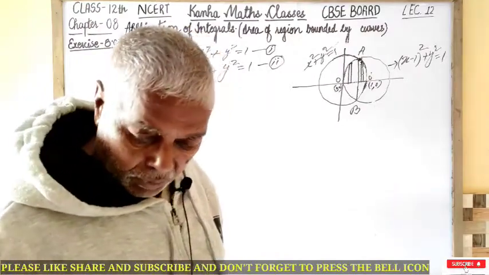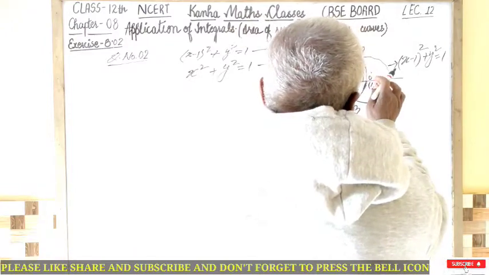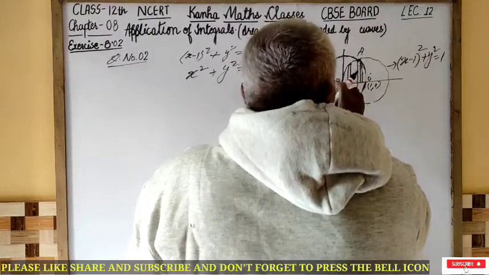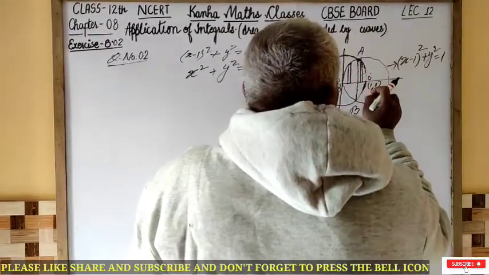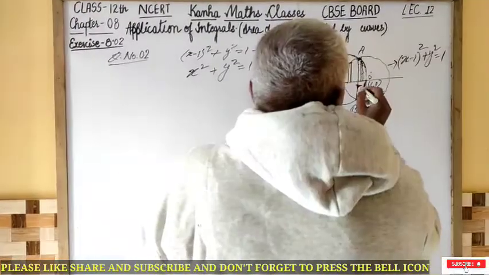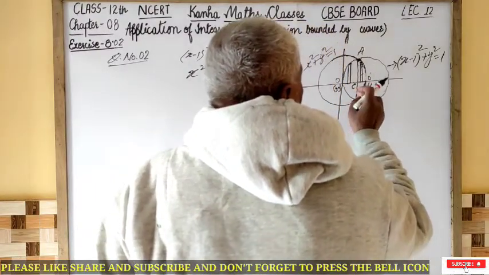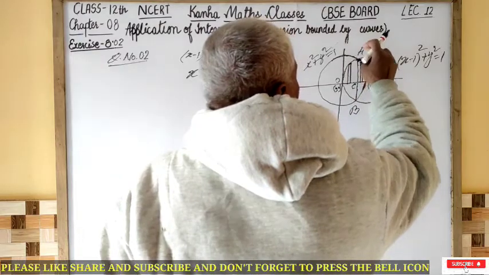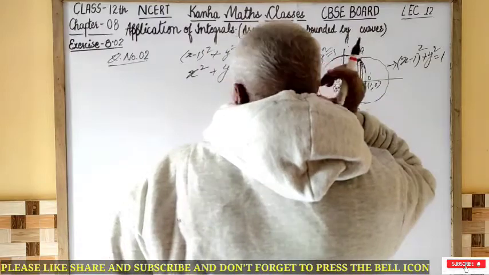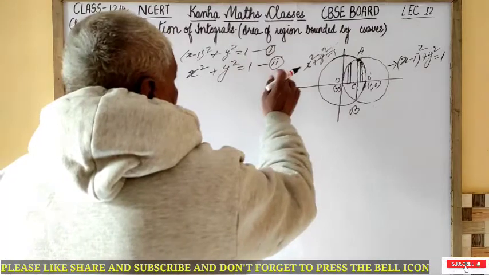the area O dash AO will be bifurcated in two areas. Here we denote this point as C, the area CO dash AC and the area OCAO. First of all, we will try to find out the point of intersection of these two circles.